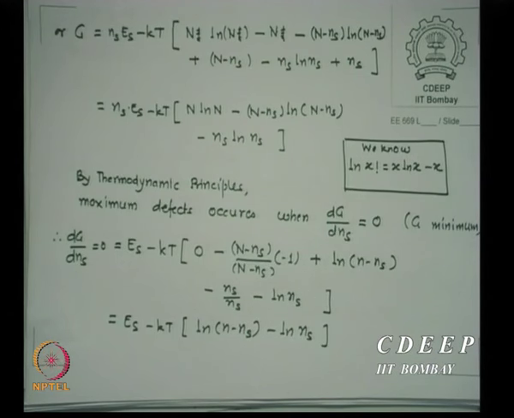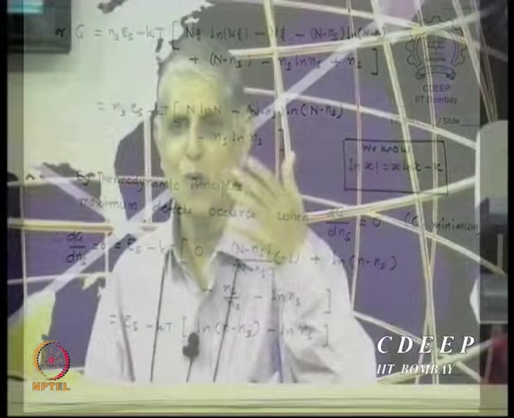What is it that I am trying to do so far? What is this relation going to tell you? I want to find ns as a function of Es and T. I want to know how many defects I can create at a given temperature. That's the relation I am trying to get.